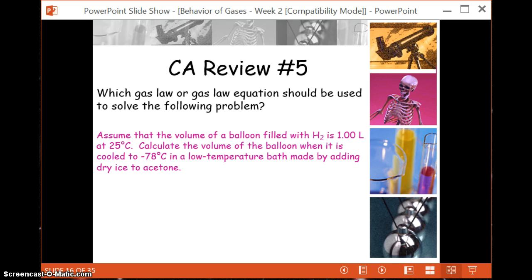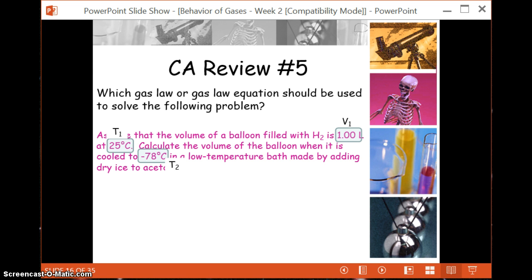So this is pretty simple and straightforward. Basically, all you have to do is identify each variable and then figure out which equation you should use. So we'll start with the 1 liter. The 1 liter is definitely our volume, so that's going to be V1. Our 25 degrees Celsius, we're going to label that T1. Our negative 78 degrees Celsius, that's going to be T2.